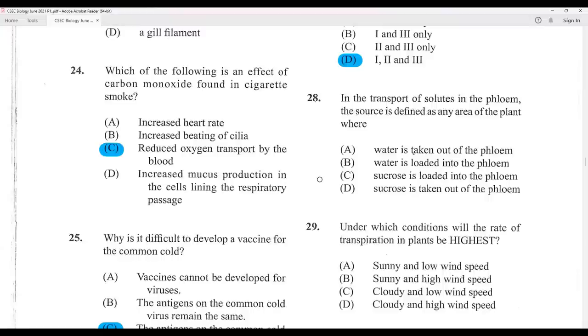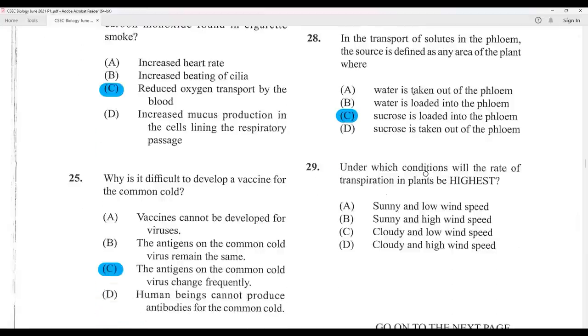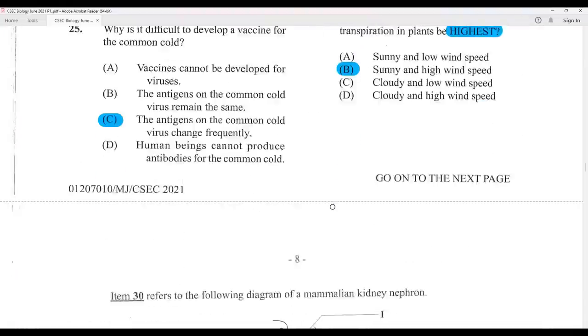Question 28, in the transport of solids in the phloem, the source is identified as any area of the plant where sucrose is loaded into the phloem. Under which conditions will the rate of transpiration in plants be the highest? Sunlight and high wind speeds will provide the highest rate of transpiration. Transpiration is the loss of water from plants.